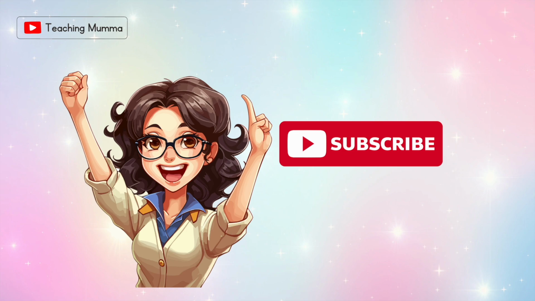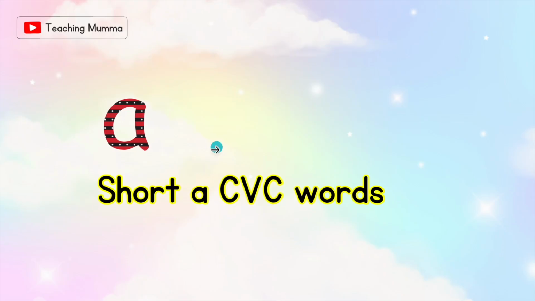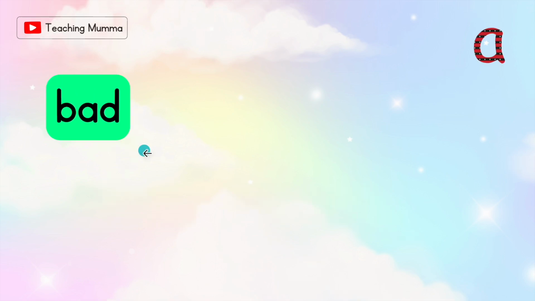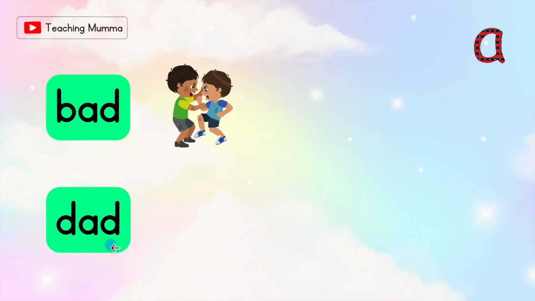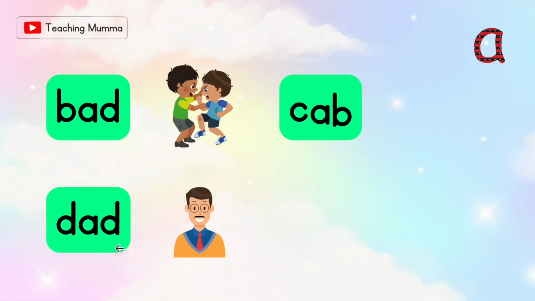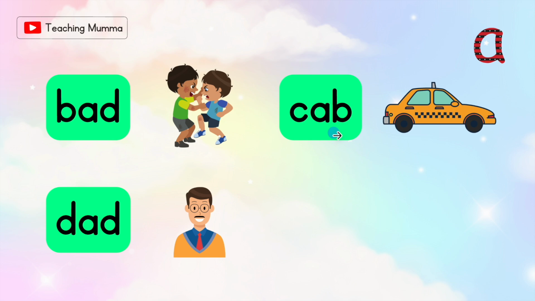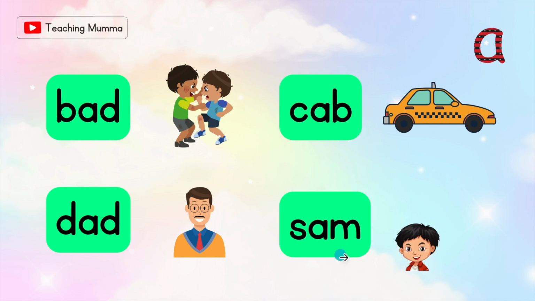Let's get started. A. Short A CVC words. Let's have a look. Bad, dad, cab, Sam.